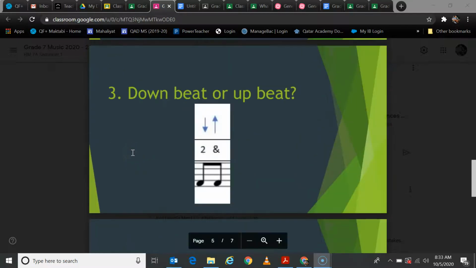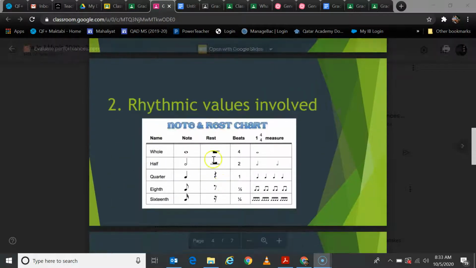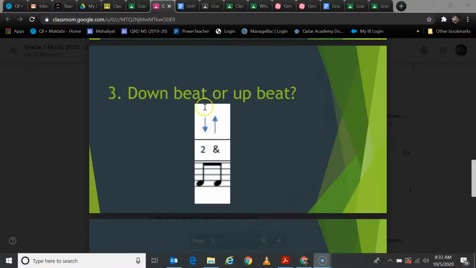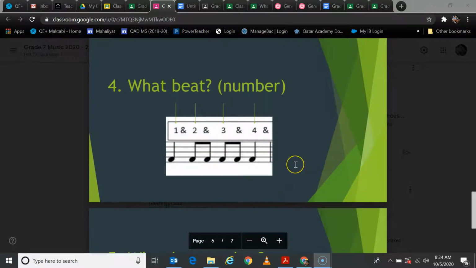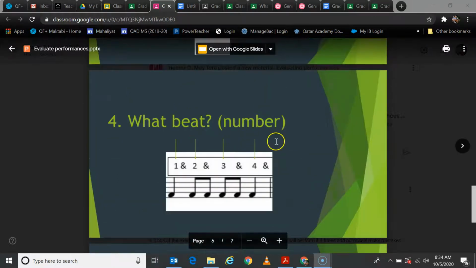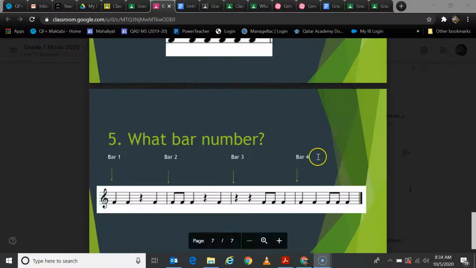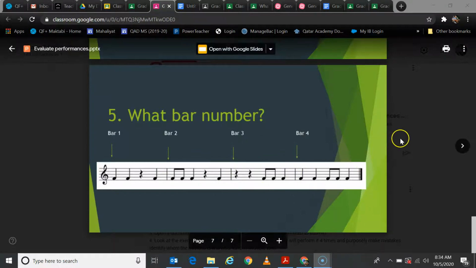So the third thing that you need to identify is, did it happen on the downbeat or on the upbeat? Whatever mistake happened and whatever rhythmic value is associated with that mistake, you have to identify whether the mistake was made on the downbeat or on the upbeat, and apart from that, also in which beat exactly. So you have to tell if it was on the downbeat or on the upbeat of beat number 1, number 2, number 3, or number 4. And the last thing is being able to tell in which bar did it happen. If it happened in bar number 1, bar number 2, bar number 3, or bar number 4.